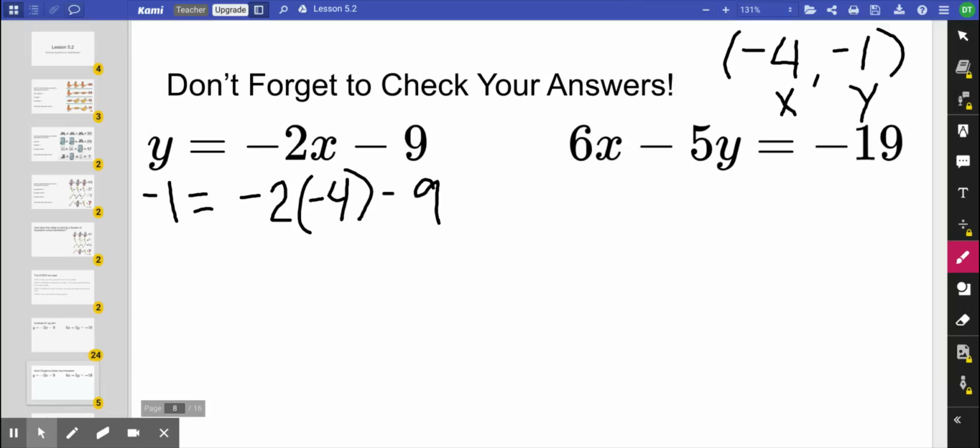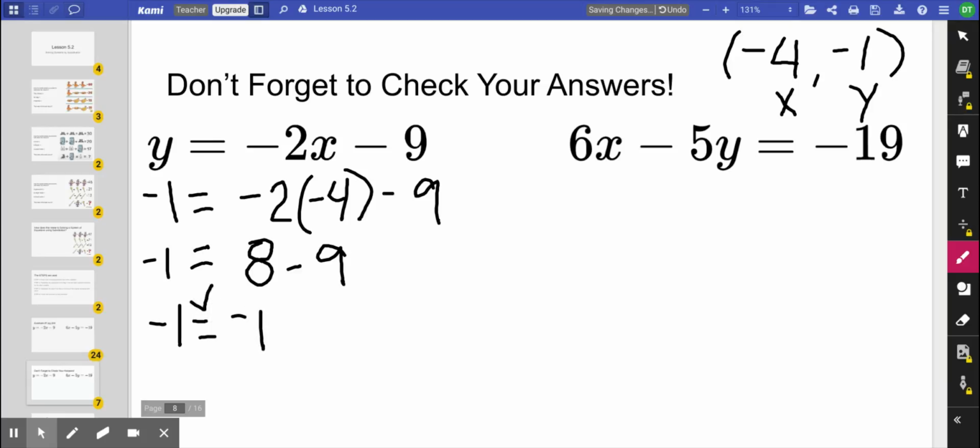So negative 1 equals negative 2 times negative 4. A negative times a negative is a positive. 2 times 4 is 8 minus 9. And so positive 8 minus 9 gives me negative 1. Negative 1 is equal to negative 1. So that equation checks out. But we're not done. We have to make sure it works in the second equation as well. 6x minus 5y equals negative 19.